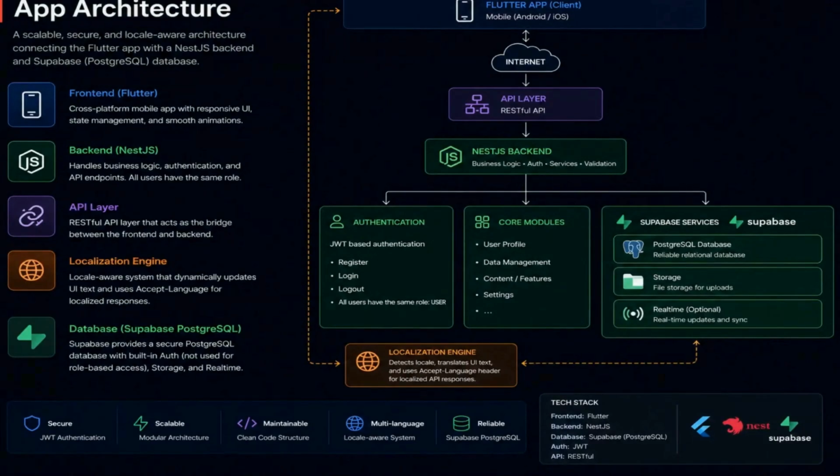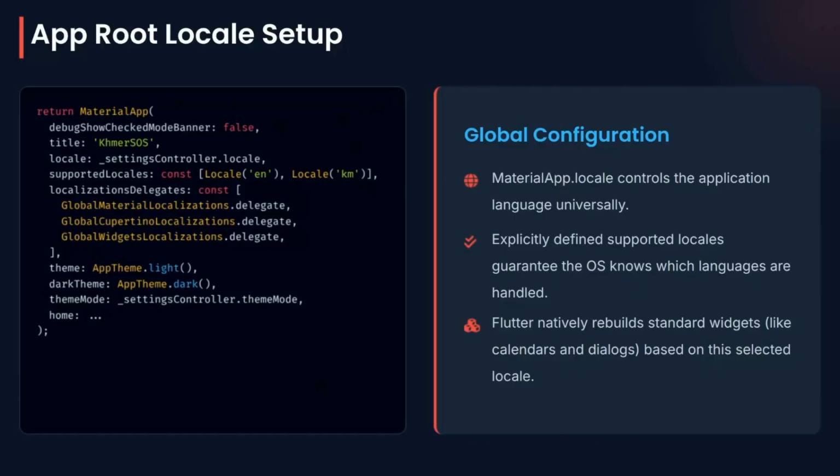And for our app architecture, we build a frontend and backend. We use a NestJS API layer and a localization engine, and we also host the backend and database in Supabase. This is our app architecture and app root locale setup. We set the app to make sure Flutter rebuilds the widget correctly after we change the locale from English to Khmer or Khmer to English.